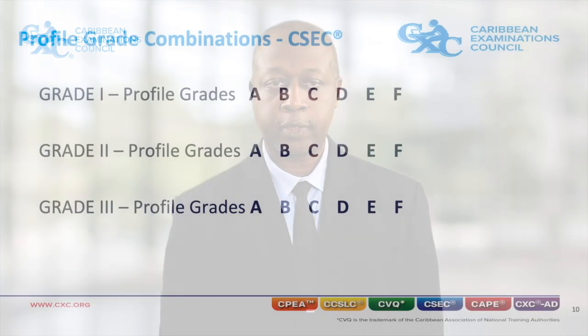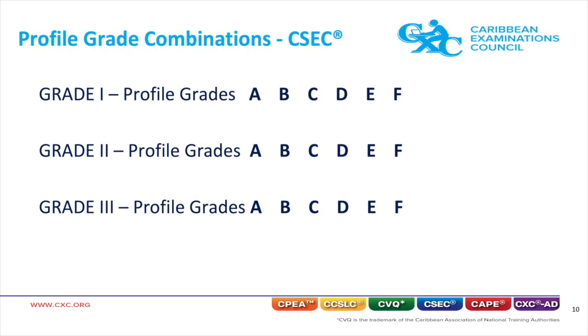Now, based on this information, a candidate should appreciate the following. CSEC candidates should note that for the acceptable grade bands, profile grades D, E, and F are not allowed for grade 1. Profile grades E and F are not allowed for grade 2 and grade 3.